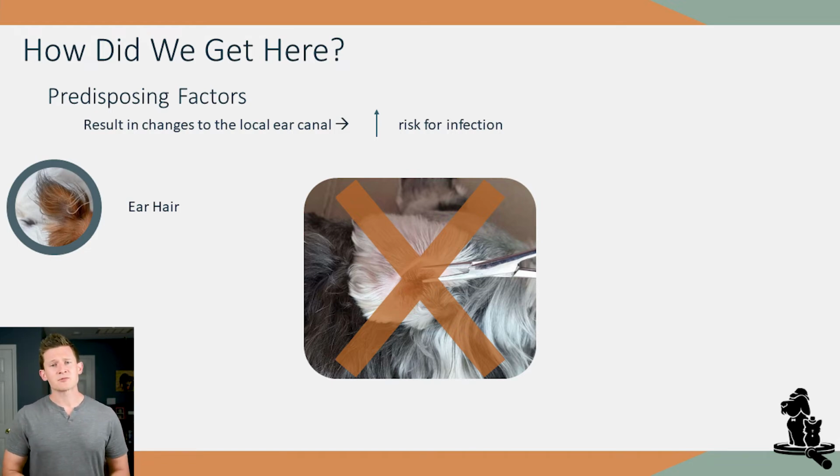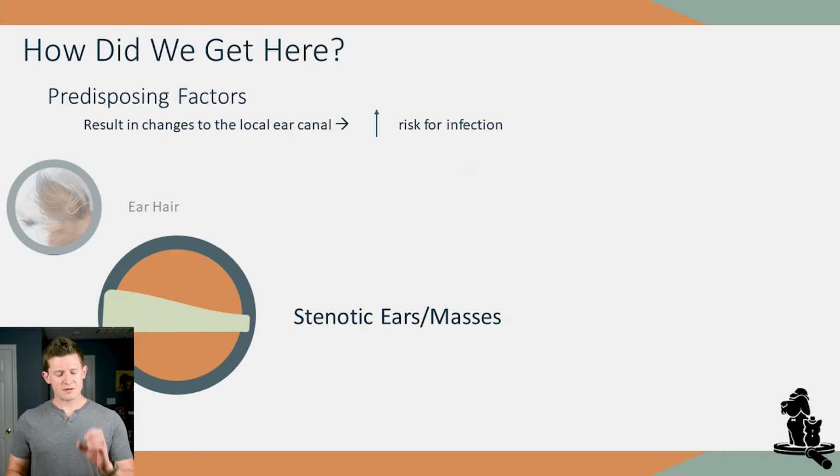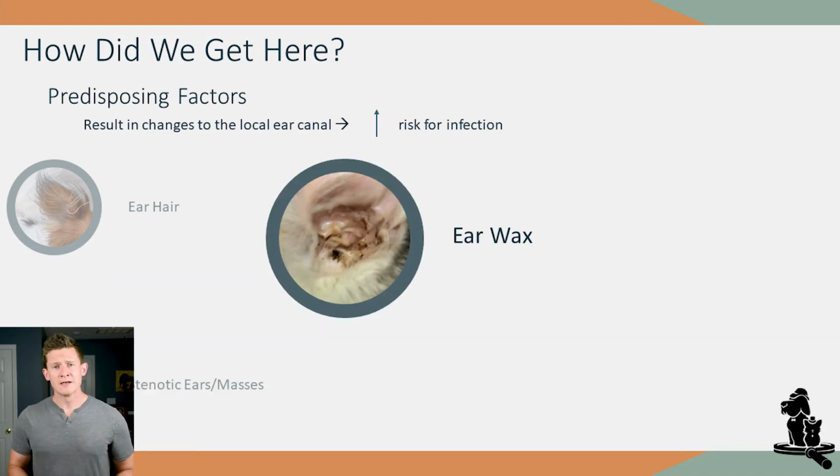Another predisposing factor would be stenotic canals, and those are narrow canals, or maybe there's a mass in that canal making it more narrow, and this prevents wax from moving out of the ear and prevents adequate airflow in the ear. Next, we have excessive earwax. I've seen several dogs and cats who just have a lot of waxy buildup in their ears. Some of them never have infection issues, whereas others, that wax allows different bacteria and yeast to grow in the ear, resulting in a problem with ear infections.